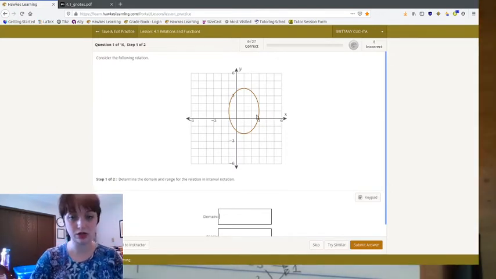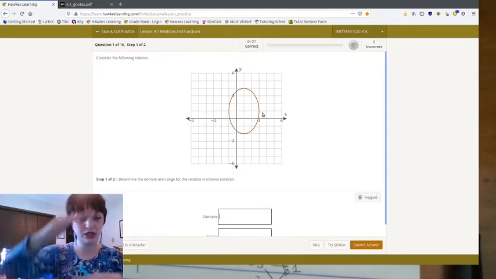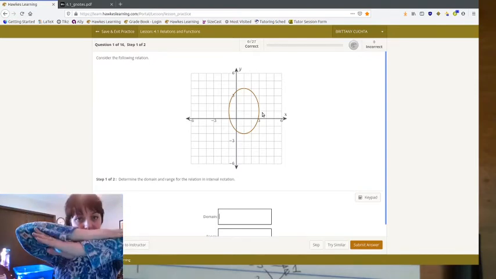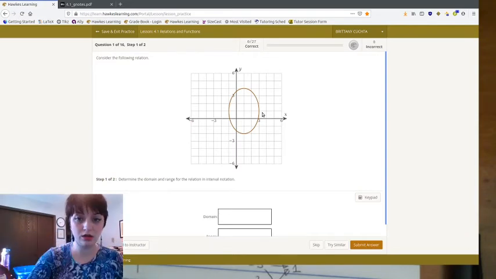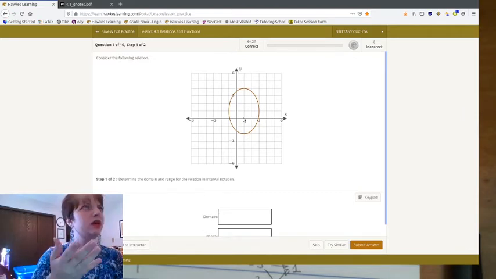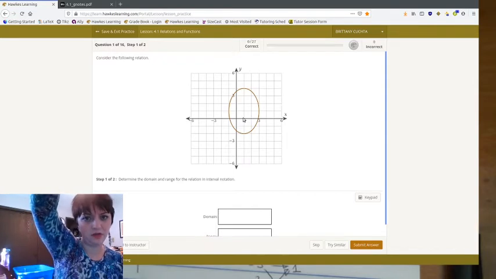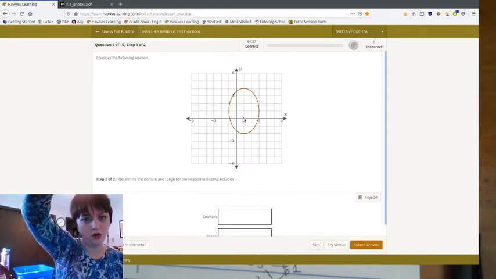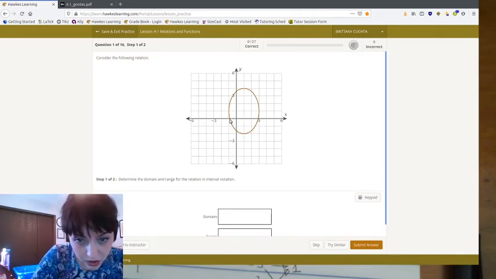Hopefully you can see my cursor. I want to look at all of the x's that are covered. I can kind of imagine smashing this down onto the x-axis and what it would look like. Or maybe think of what shadow is cast. If I shine a light from the top or bottom, what shadow is cast along my x-axis? Well, it looks like -1 all the way up to 3.